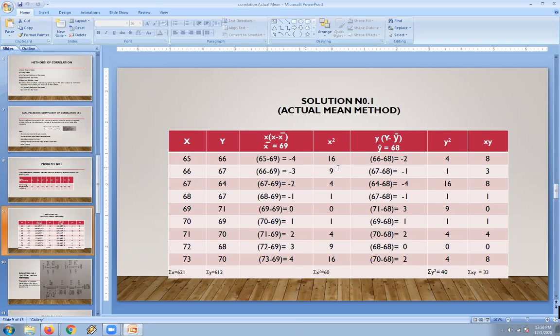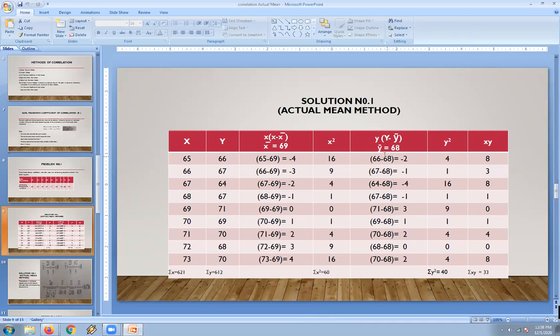Then this value should be squared, because we know the formula, that is sigma xy divided by root of sigma x square into y square. So we need to calculate the x square value. Multiply minus 4 into minus 4 and we get 16, minus 3 into minus 3 is 9, 2 into 2 is 4, 1, 0, 1, 4, 9, 16. The total of the deviation of x and y does not need to be substituted in the formula, but in the case of x square we require it, that is sigma x square equals 60.